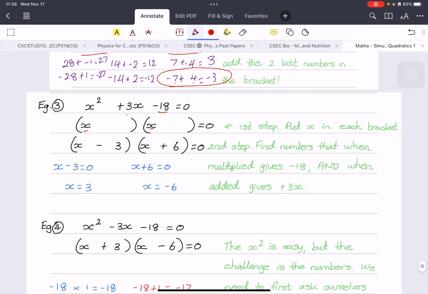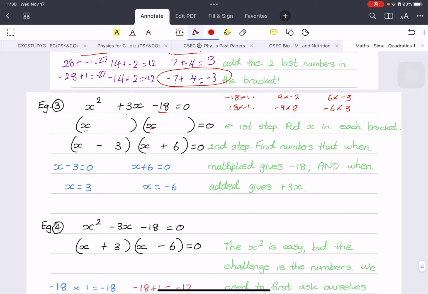So again, let's write it down, right? So minus 18 by 1, or 18 by minus 1. It could be 9 by minus 2, or minus 9 by 2. Anything else? It could be 6 by minus 3, or minus 6 by 3. That is our possibilities for negative 18. Which of these add up to give 3? Obviously, it's not 18 and 1, right?